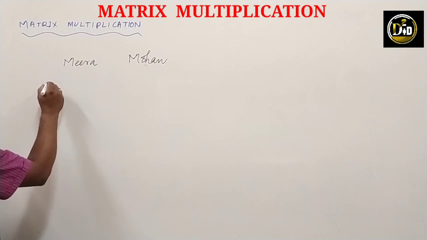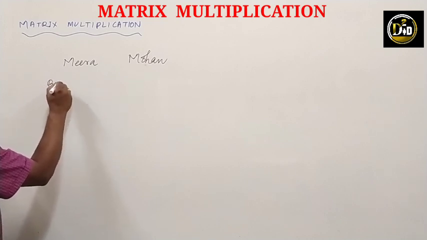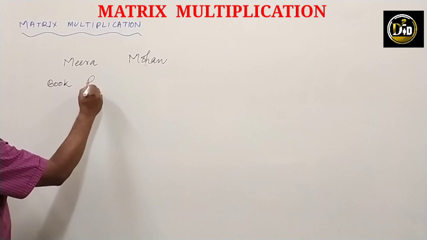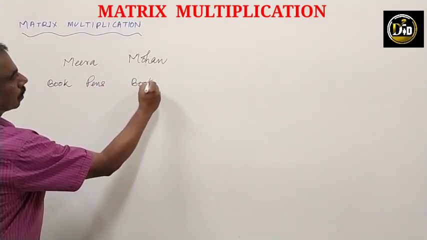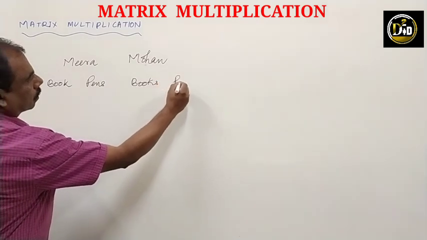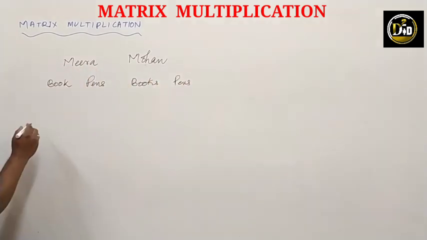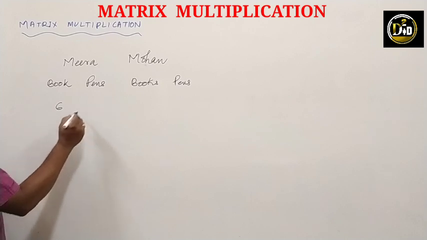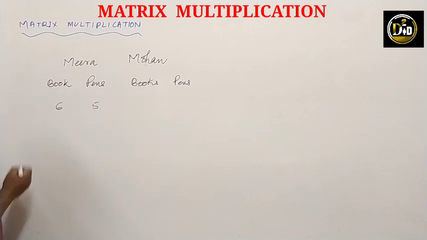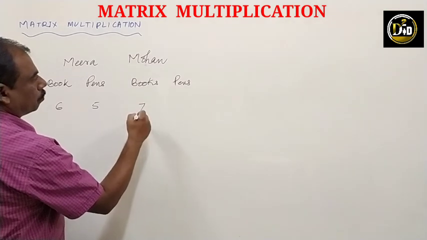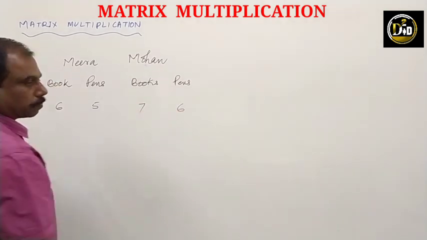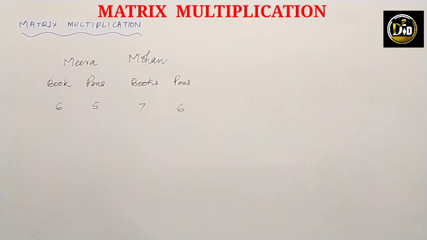They wanted books and pens. Let Meera wanted 6 books and 5 pens. Mohan wants 7 books and 6 pens. They make an enquiry in the market in 2 different shops.